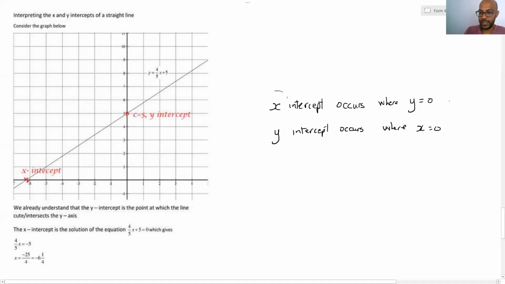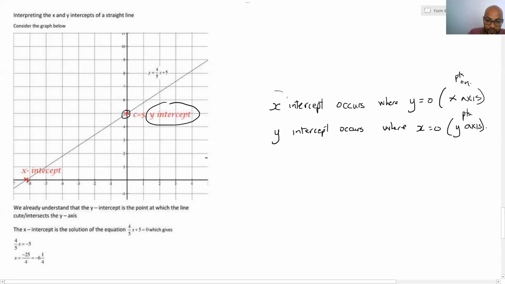Right, so y is equal to 0 happens at the x-axis, and x is equal to 0 happens at the y-axis. So we are looking for points on the x-axis, and points on the y-axis when we're talking about the y-intercept. So you see y-intercept, label it here. It is a point on our y-axis.